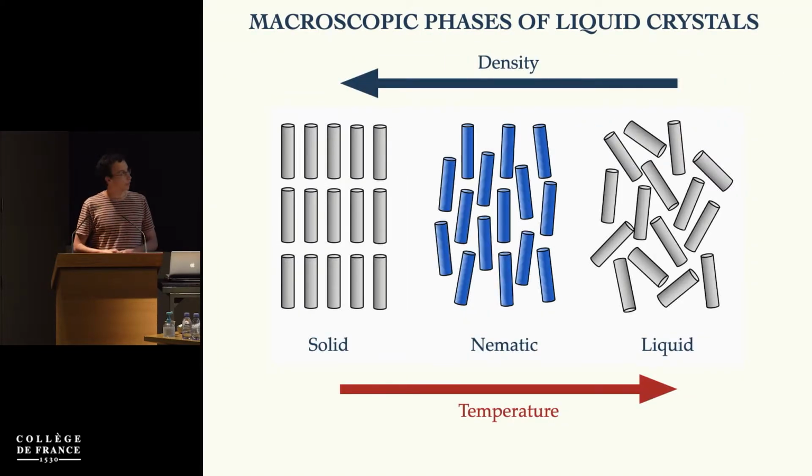I would like to start by briefly introducing liquid crystals. These are materials that exhibit intermediate phases between the solid and the liquid. These intermediate phases are called liquid crystal phases, and they are characterized by the existence of long-range order, here represented in this slide by the fact that the molecules are oriented vertically.